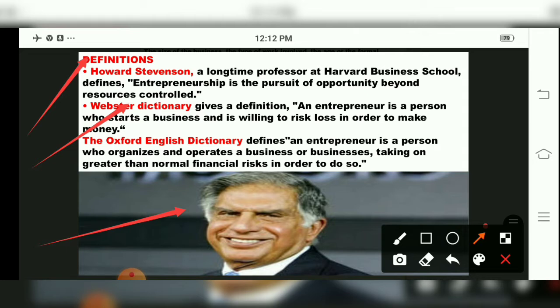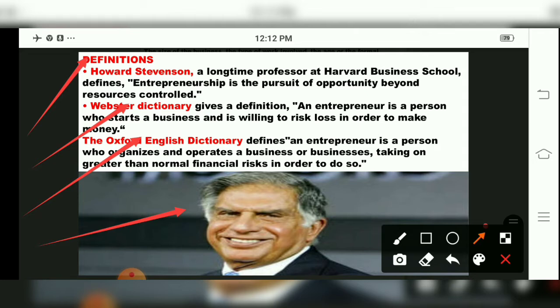Then the second definition is according to Webster Dictionary. He tells us that an entrepreneur is a person who starts a business and is willing to risk loss in order to make money. And the third definition, children, is according to the Oxford English Dictionary, that defines an entrepreneur as a person who organizes and operates a business or businesses taking on greater than normal financial risk in order to do so. See, the third definition is what?